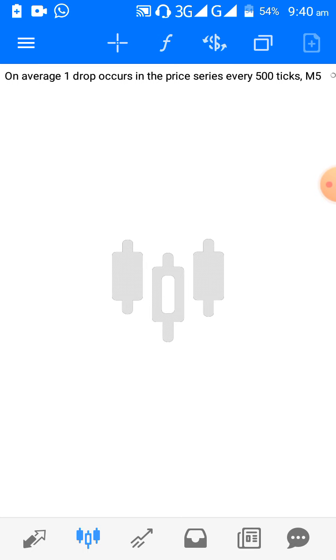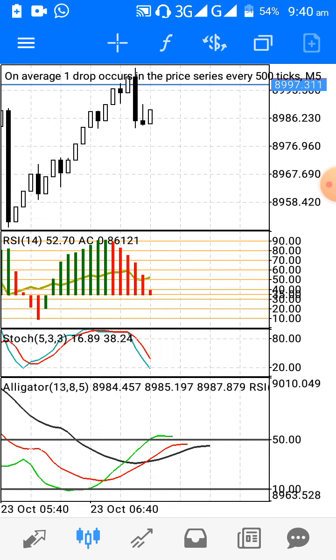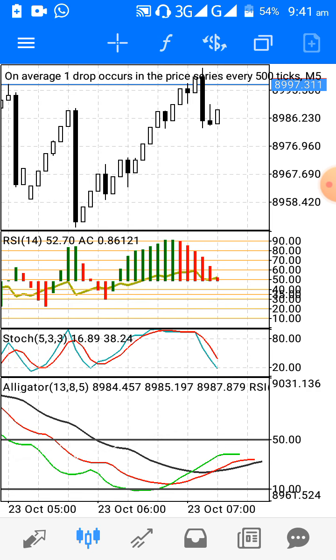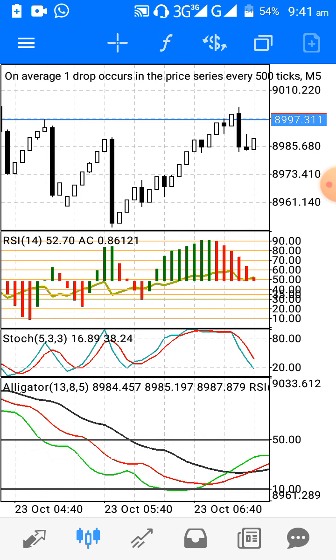All right, I'm still on 5 minutes time frame. Okay, you can see Crash 500, the market is not really good. But anytime it turns from red to green, it means the market is going up. You will see every sign.